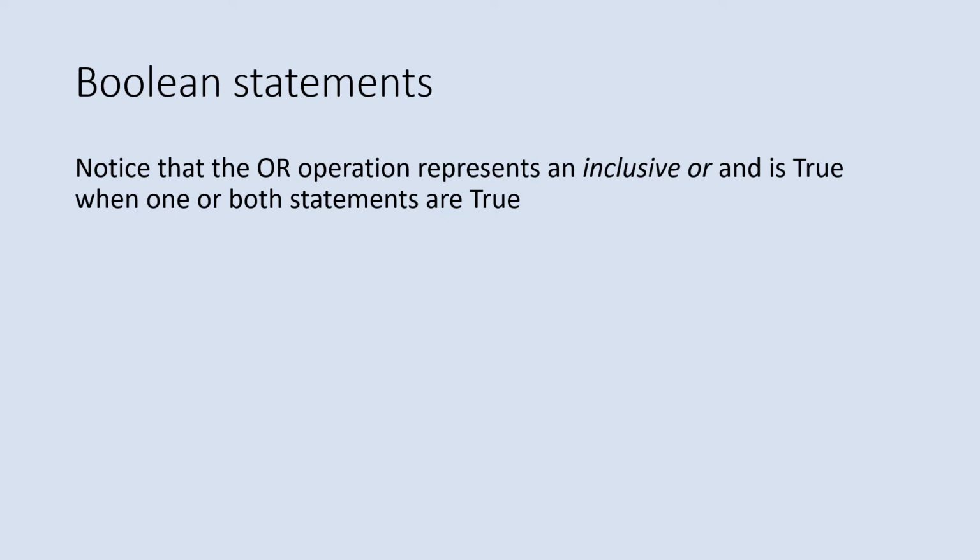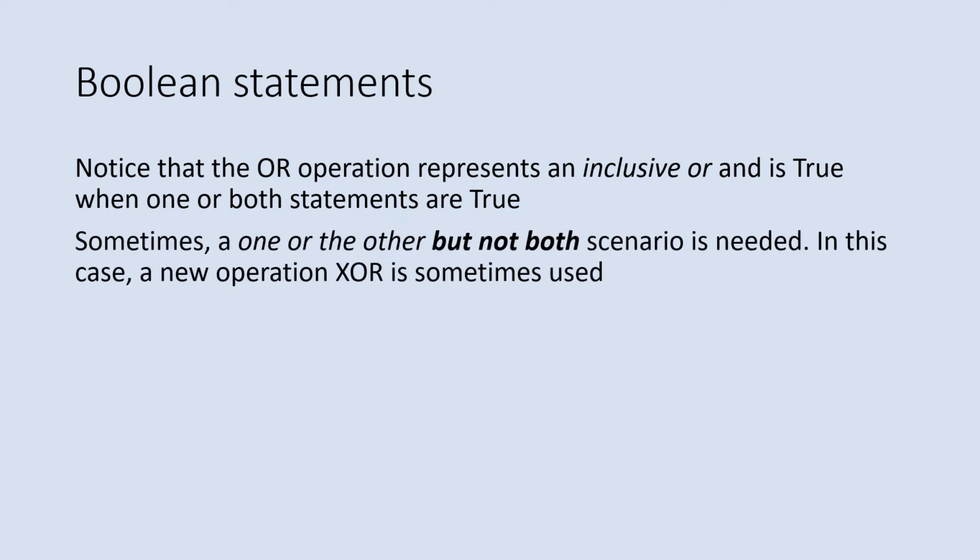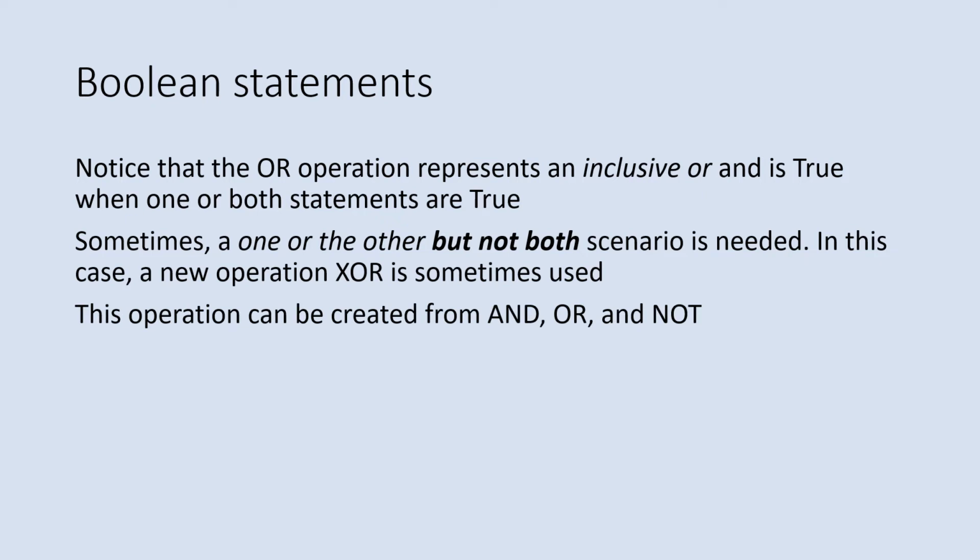Again, the or operation is an inclusive or, and it's true when one or both statements are true, but in typical English, or is used as an exclusive or, one or the other, but not both. And so in that case, if we have the but not both scenario, then we sometimes use a new operator. The operator is XOR. And so XOR can be created from using and, or, and not, but what it means is one or the other, but not both. And so a way to get XOR is to say, well, we could have A or B, but we don't want both A and B.